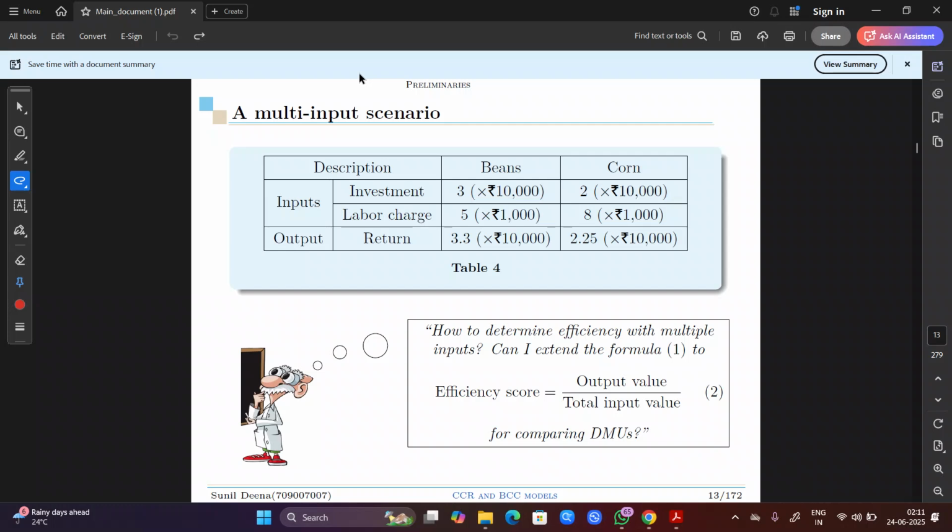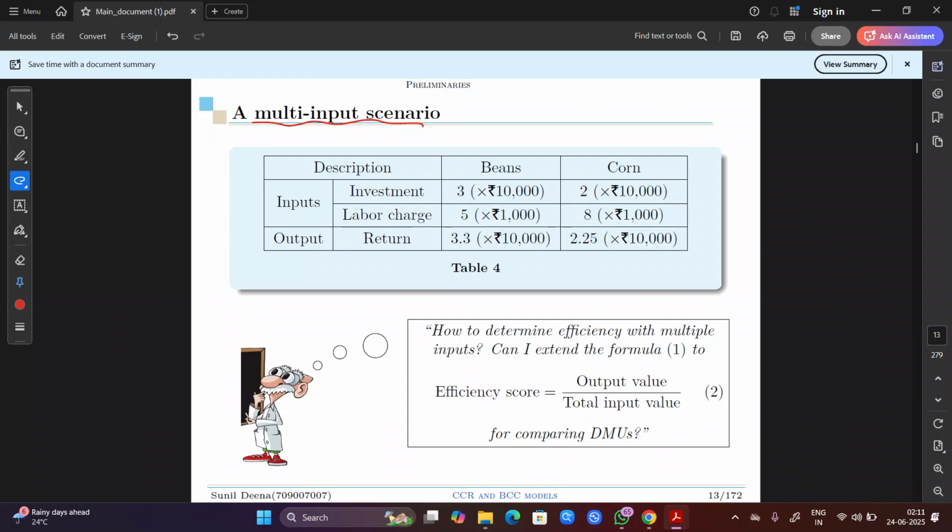Today I am going to explain a new concept, a multi-input scenario. This is a very interesting topic. Consider two types of input and one type of output.